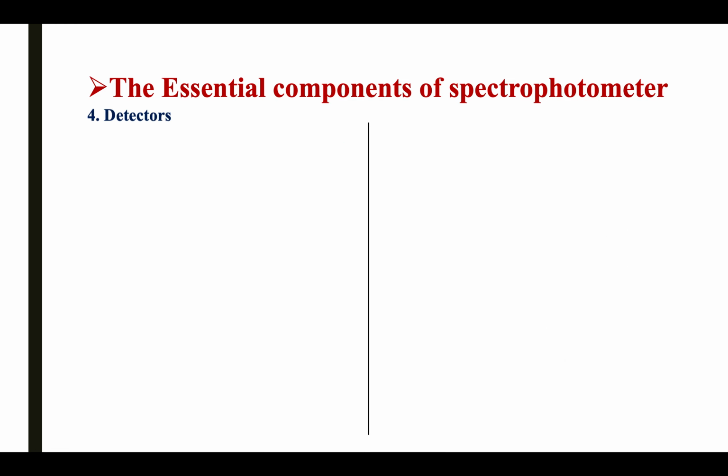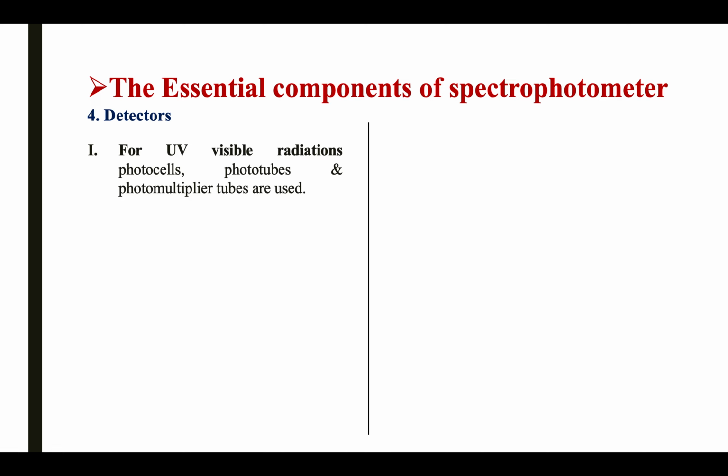Now we are going to see the fourth essential component of a spectrophotometer, the detector. For UV visible radiation, various types of photodetectors are available. First are photocells or phototubes, and photomultiplier tubes are used for UV visible radiation. Now we are going to see the photocells. These detectors are based on selenium. Selenium based photocells are used.